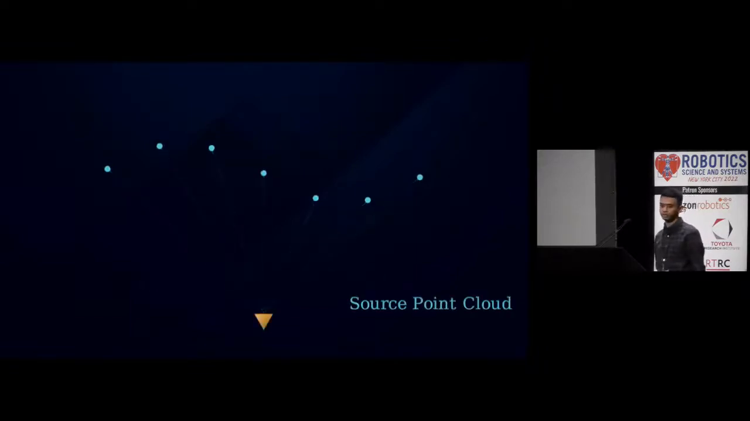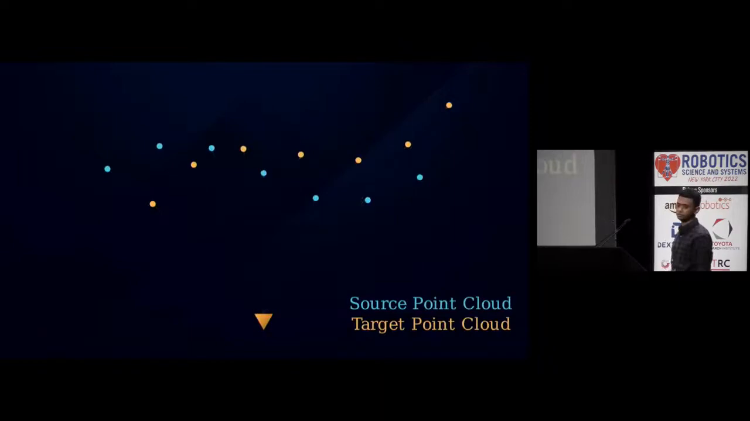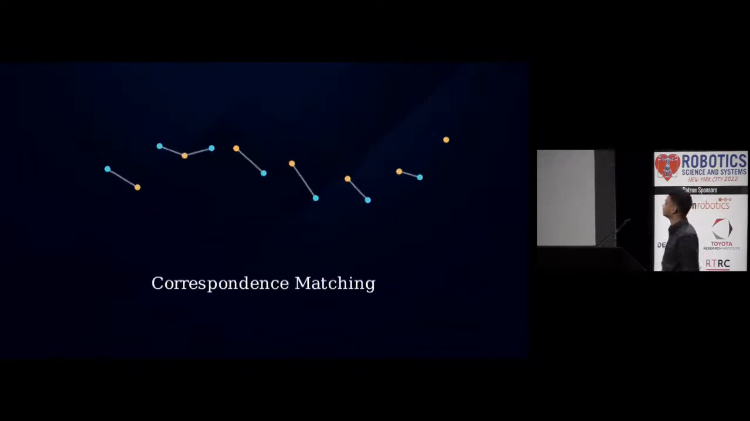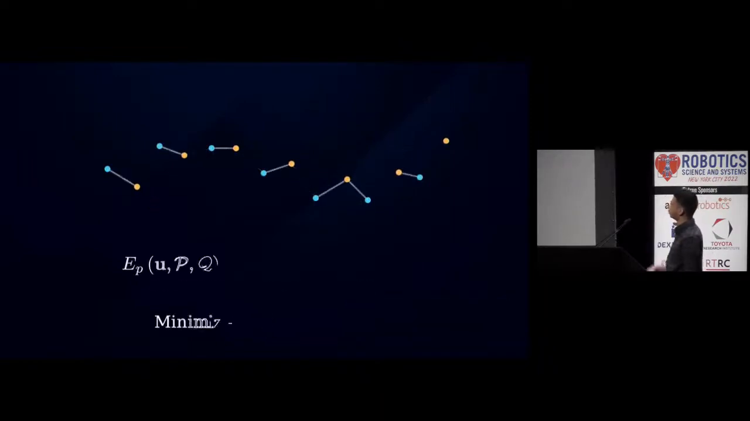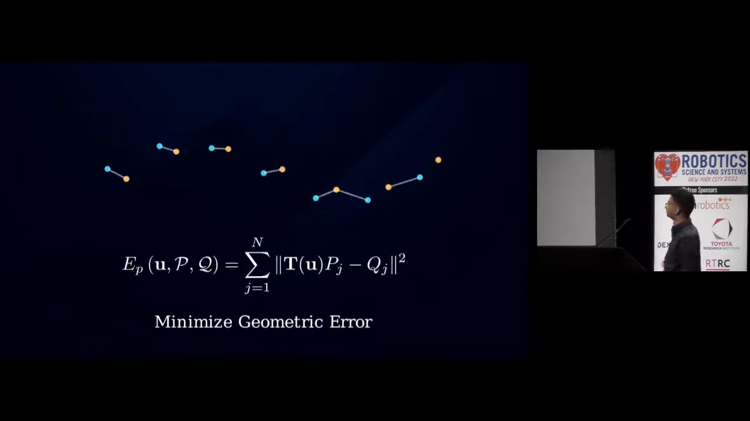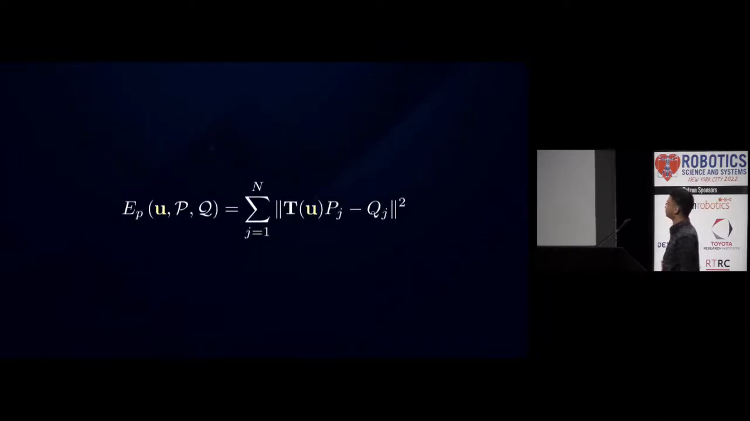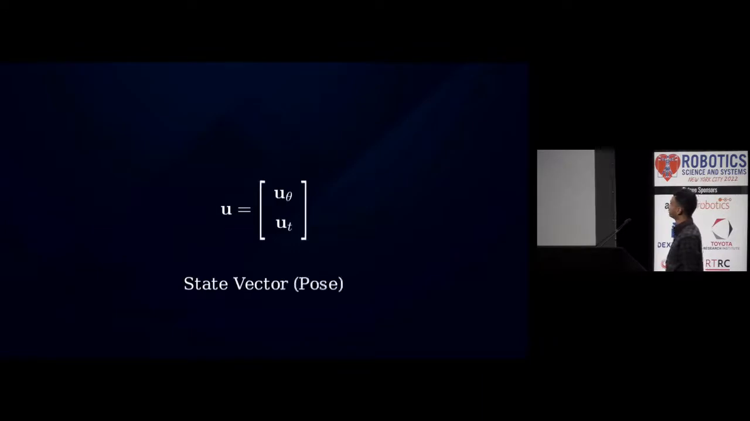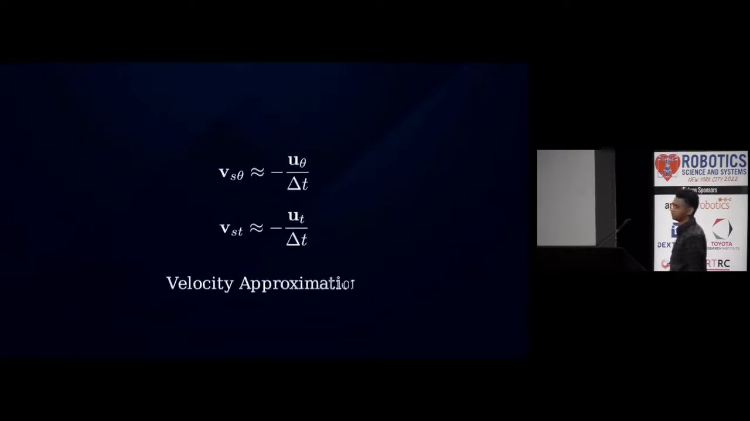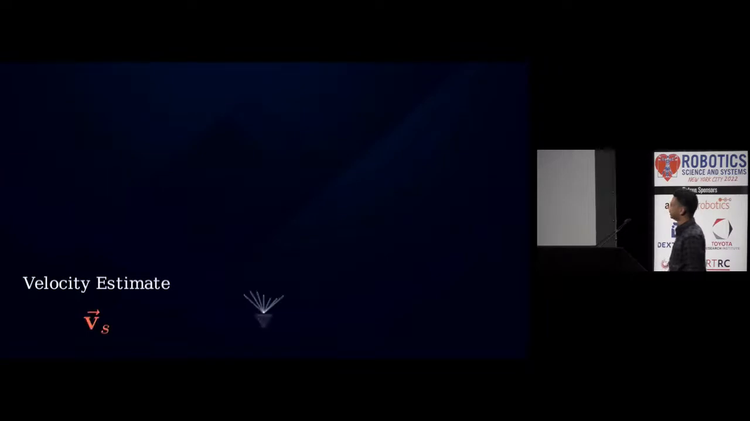Next, a quick primer on ICP. Given a source and a target point cloud, the iterative closest point algorithm seeks to first match correspondences between the two point sets and iteratively minimizes a geometric error, such as point-to-point or point-to-plane, to optimize the pose. The pose vector consists of a rotational and a translation component. We approximate the sensor velocities using these pose components as shown here, where delta t is the sampling interval between the two scans. Using the estimated sensor velocity, we now estimate the relative velocities for all the static points.